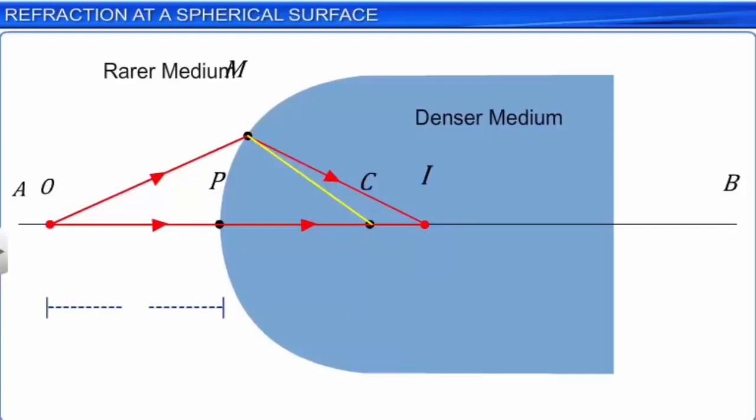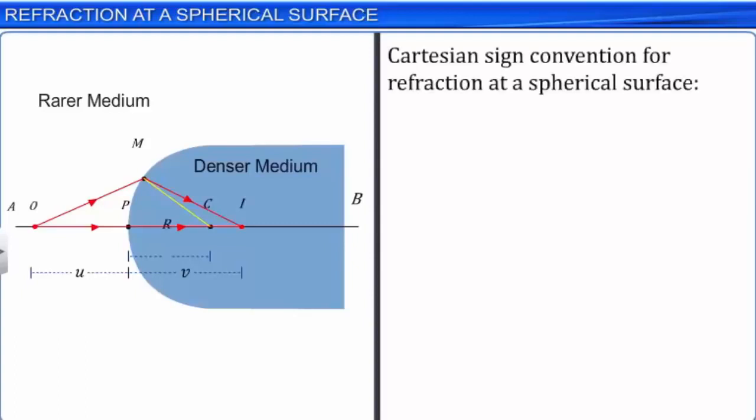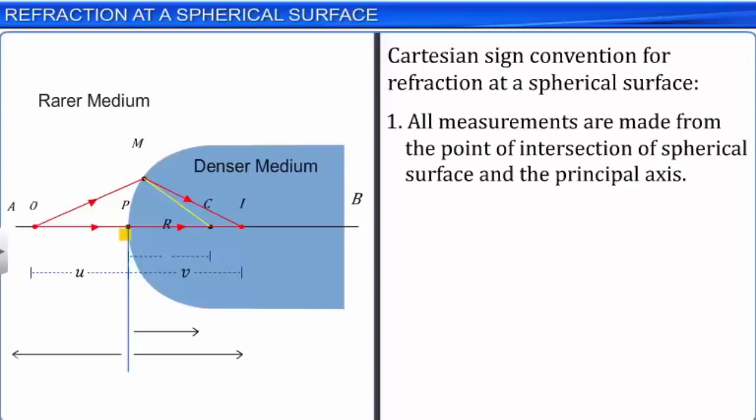Before we derive a relationship between the object distance and image distance, you need to know about the Cartesian sign convention we follow in case of refraction at a spherical surface. This is similar to the one you learned in the case of mirrors. The conventions are: 1. All measurements are made from the point of intersection of the spherical surface and the principal axis. 2. Measurements are taken as positive if they are in the direction of the incident light, otherwise they are taken as negative. 3. Lengths measured upwards are positive. They are negative if measured downwards.